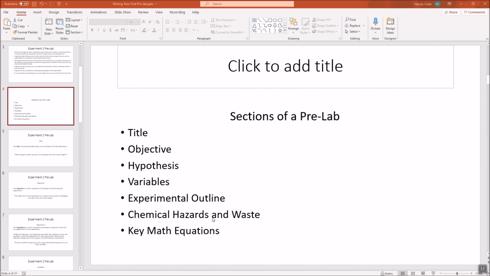And then finally, the key math equations. There are two key math equations here we're going to use: the dilution equation, C1V1 equals C2V2, and the mass percent equation. Mass percent equals the mass of the solute over the mass of the solution times 100. And in the next section, when I talk about making the solutions, we'll use both of those equations. So this is essentially what we're trying to accomplish in this experiment and how to write the pre-lab.